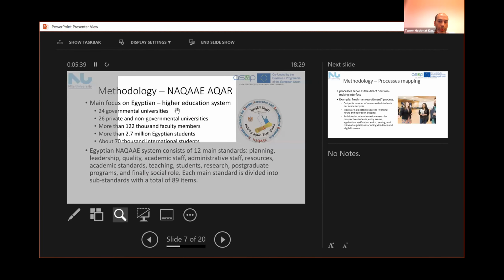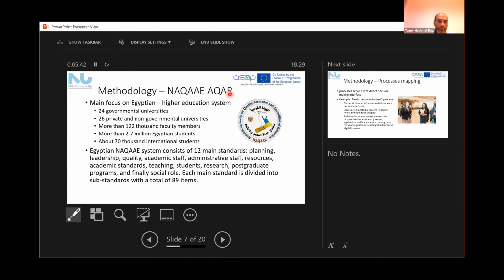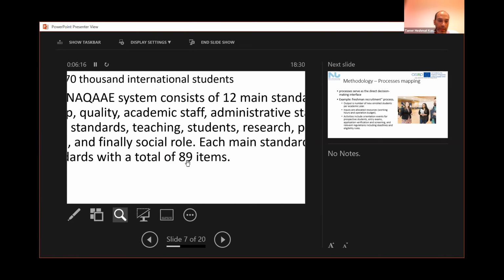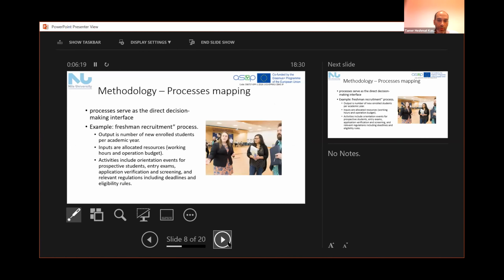We are focusing here on the Egyptian academic quality and accreditation requirement system. In numbers, we have 24 governmental universities in Egypt, with 26 private and non-governmental universities. We have 120,000 faculty members. I'm just illustrating the impact of the academic quality system in Egypt. We have 12 main standards: planning, leadership, quality, and so on. I'm also explaining how complex it is to improve about 89 standards within the framework of the university processes.